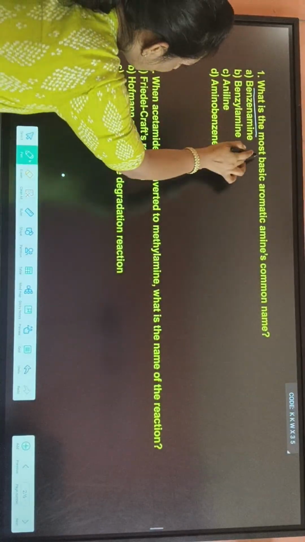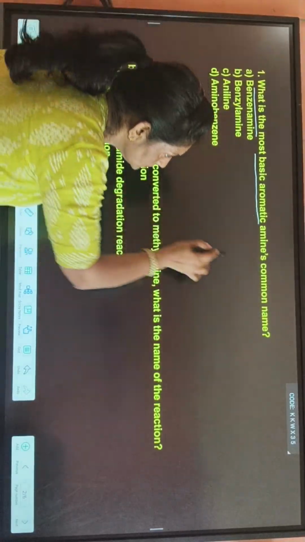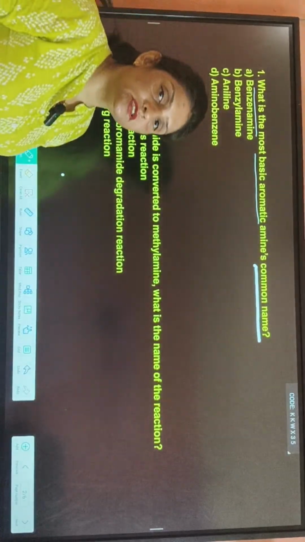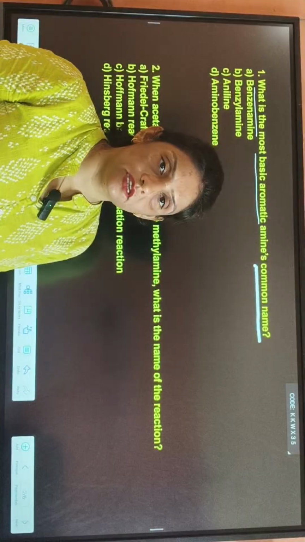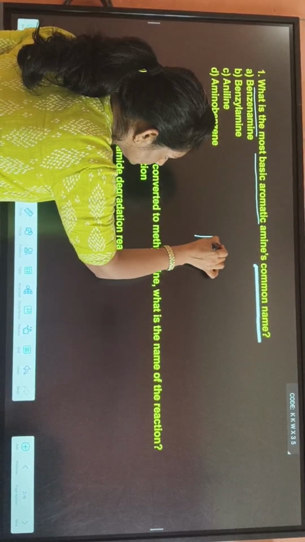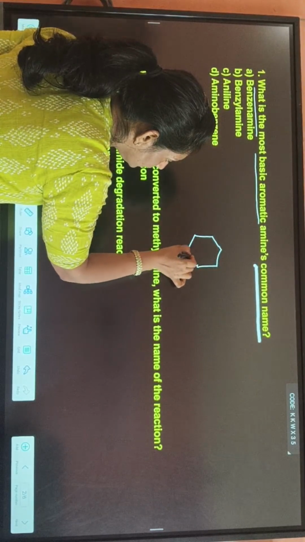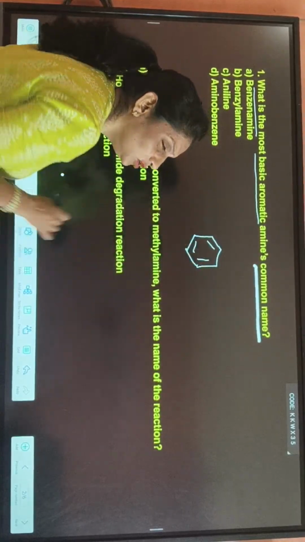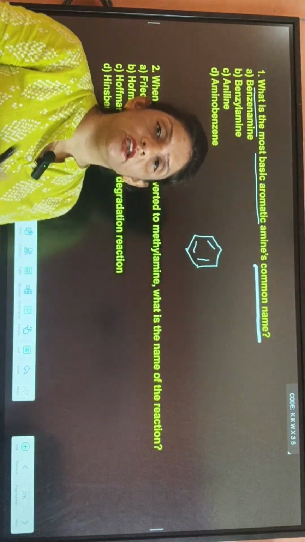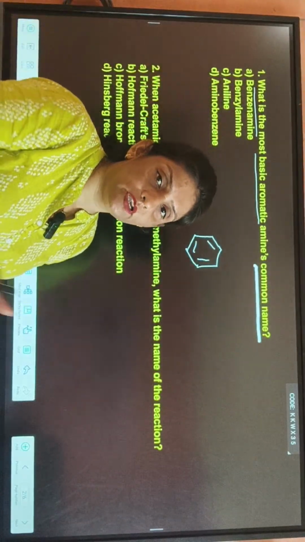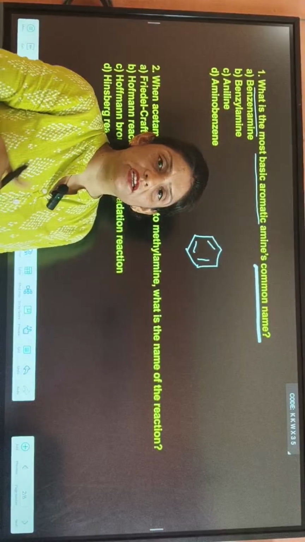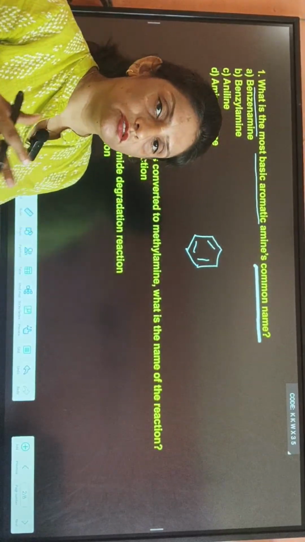What is the most basic aromatic amine's common name? Aromatic amines means a benzene ring will be there. Not only benzene ring, aromatic means compounds following Huckel's rule, having alternate double and single bonds. These are the properties of aromatic compounds, but we are discussing aromatic amines, so basically we are doing it for the benzene ring.